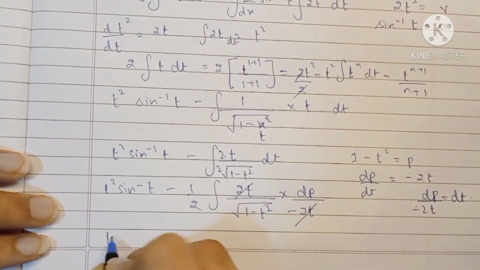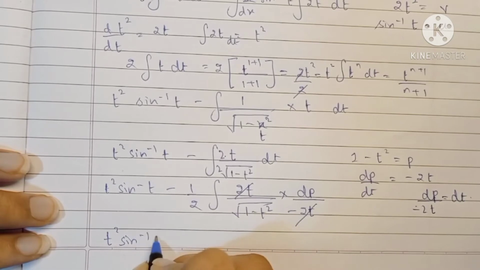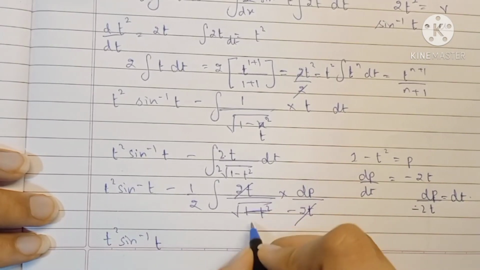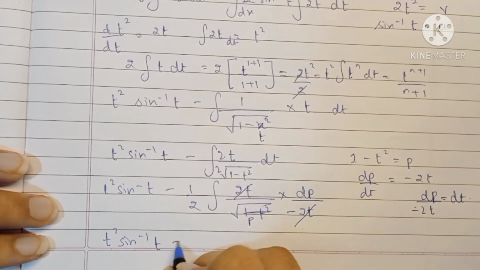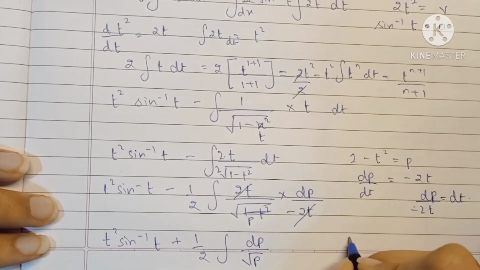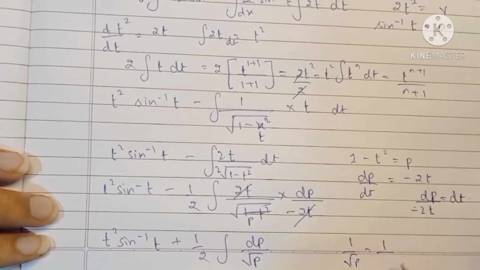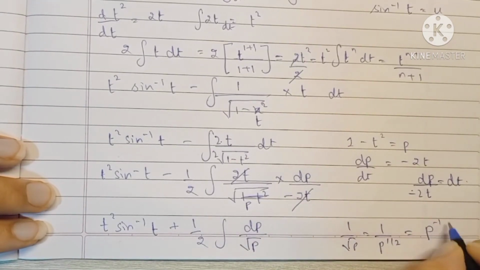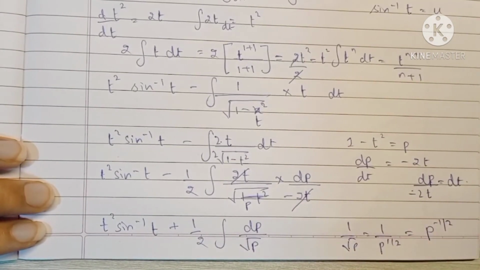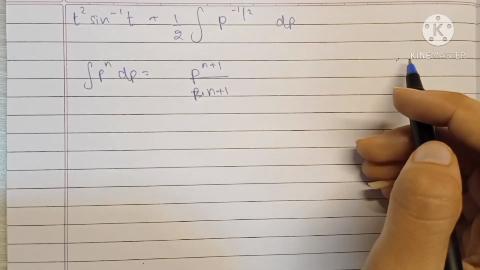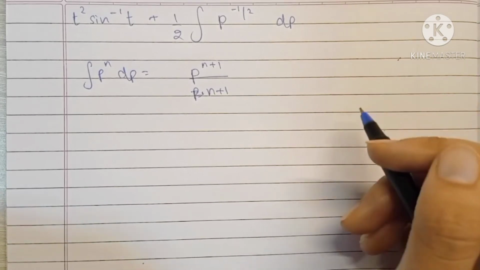So we have t square sine inverse t, and this 1 minus t square we have to replace by p. So plus 1 by 2 into the integration of dp upon root p. Now 1 upon root p is basically 1 upon p raised to half, which is p raised to minus half. I can take this to the numerator and raise it to a negative power. So now we have t square sine inverse t plus half integral of p raised to minus half.